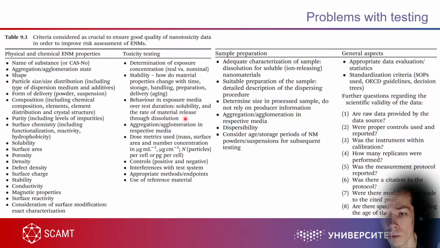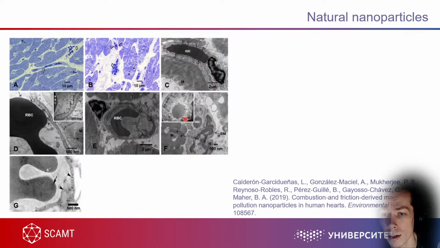And because of this complexity, in recent years there are maybe not a lot, but still some articles published which are intended to observe some toxic outcomes from naturally occurring nanoparticles. What are naturally occurring nanoparticles? They are nanoparticles which are formed not only by humans, but by nature itself.